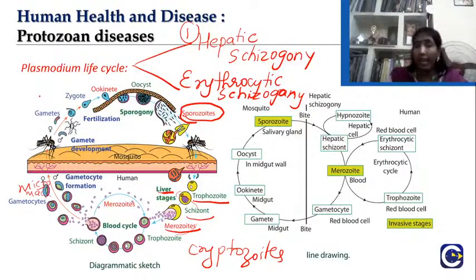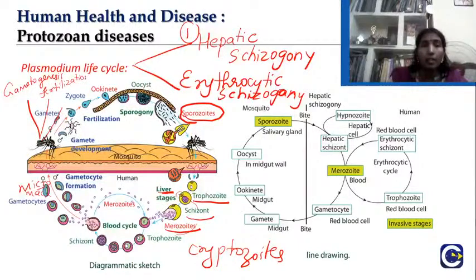Okay. So now, once the mosquito comes and bites that infected person, the gametocytes are going to enter into the mosquito. In the mosquito, we have three main stages. One is called gametogenesis. What do you mean by gametogenesis? There is formation of the gametes, the microgamete and the macrogamete. Then the next step is fertilization. So what is fertilization? Fertilization is the union of the male and the female gamete. So the zygote is formed.